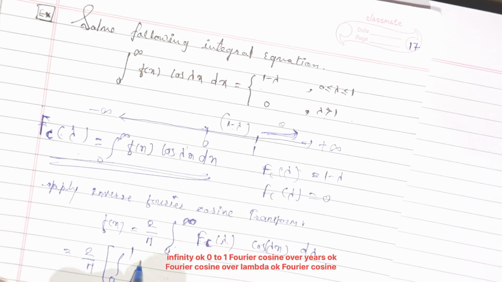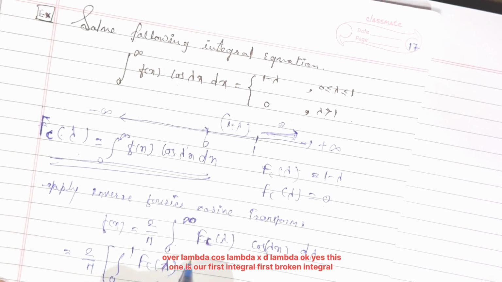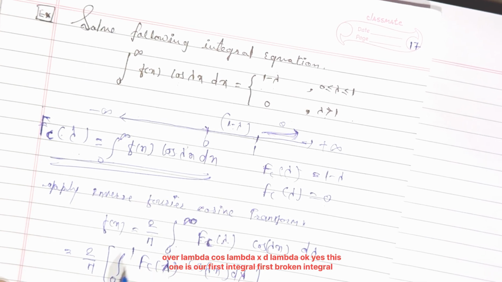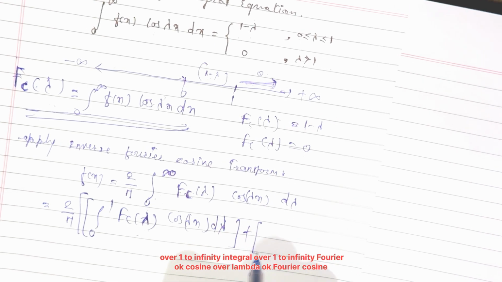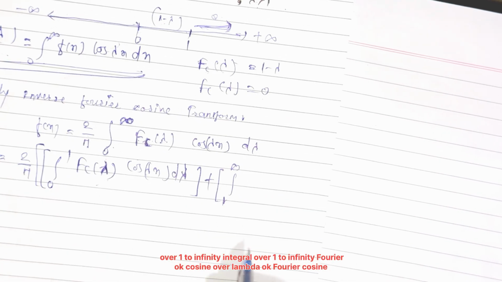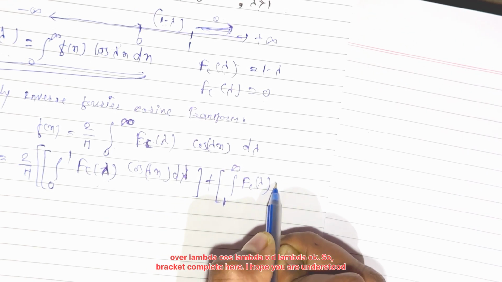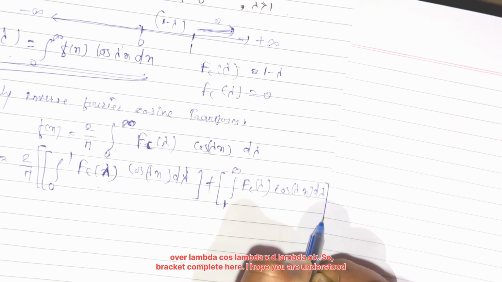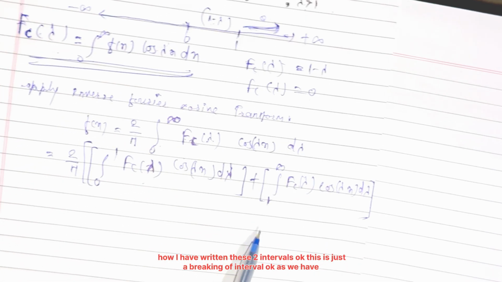So the integral over 0 to 1 of Fc of lambda cos lambda x d lambda is our first broken integral. And plus another integral, which I break as 1 to infinity, of Fc of lambda cos lambda x d lambda. So the bracket is complete here. I hope you all have understood how I have written these two integrals. This is just a breaking of the interval.